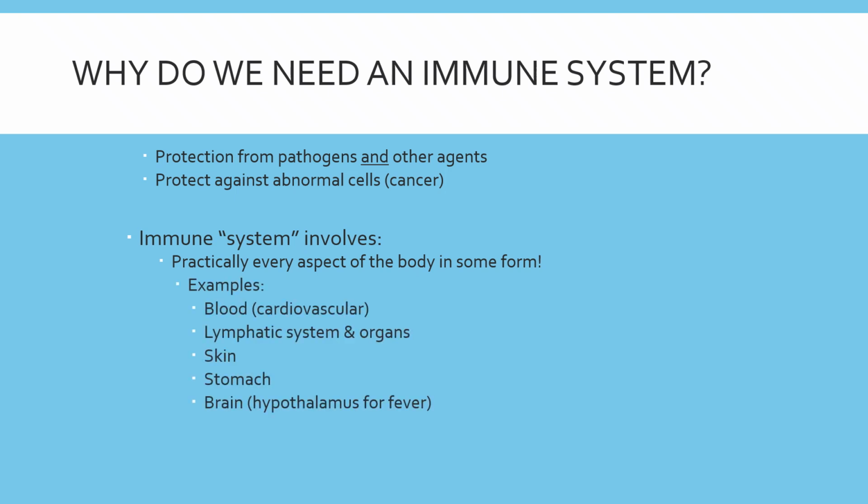And so there are going to be specialized cells in the cardiovascular system. The blood, we have our white blood cells, which are going to play a huge role with the immune system's response. The lymphatic system and their organs, the skin is going to serve as a barrier. So there are many different organs that are going to contribute to the functional role of the immune system.